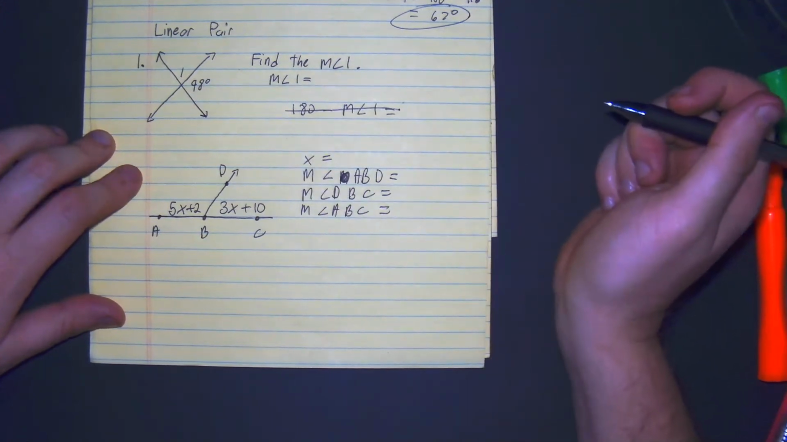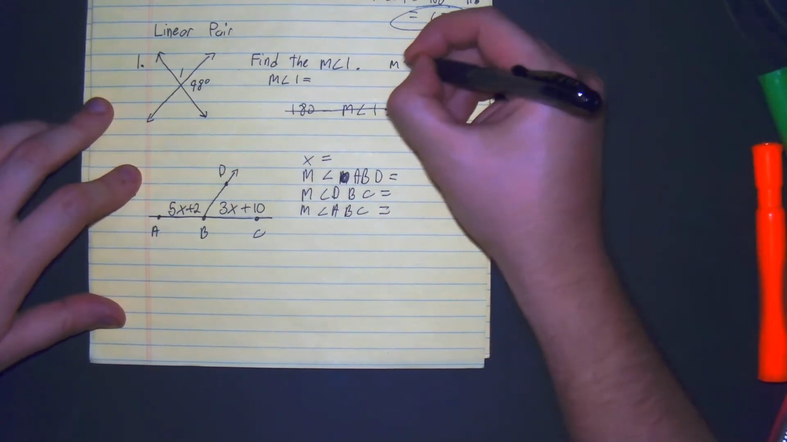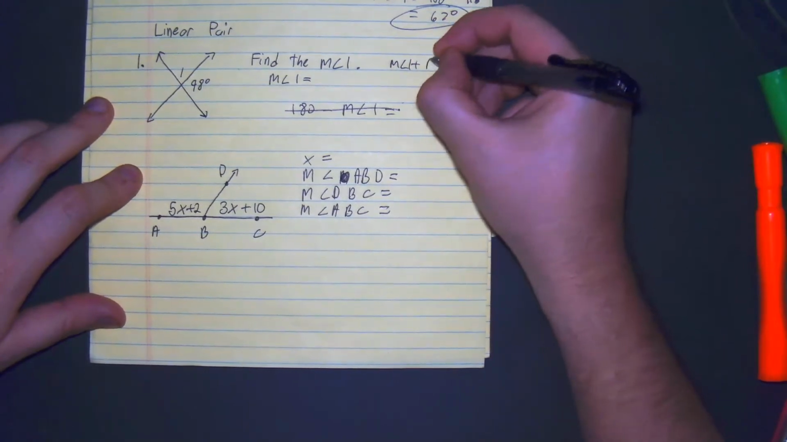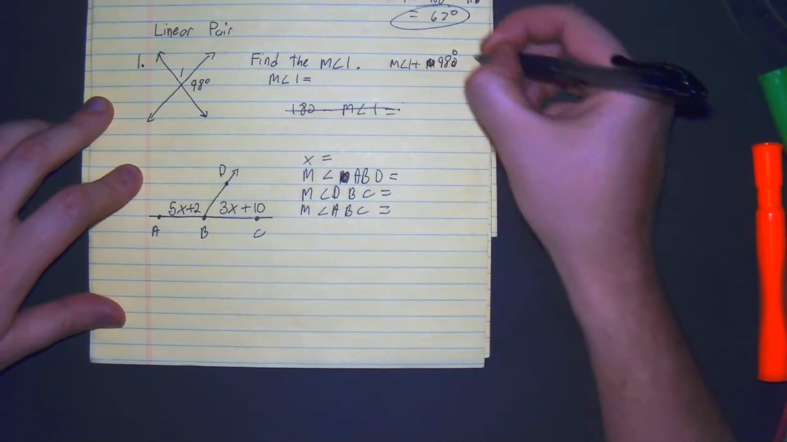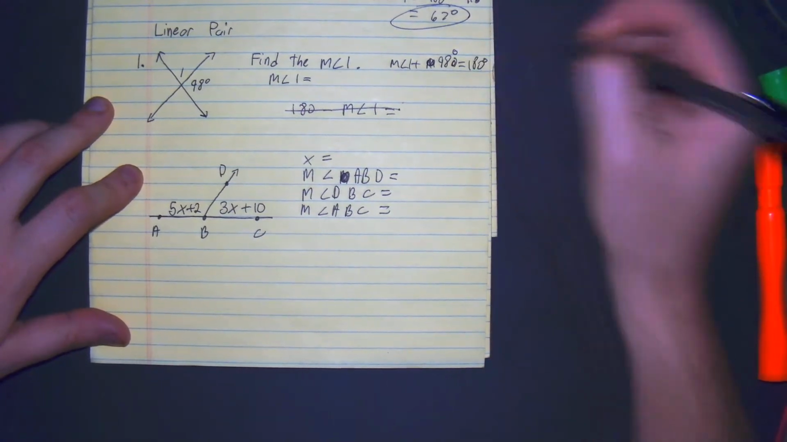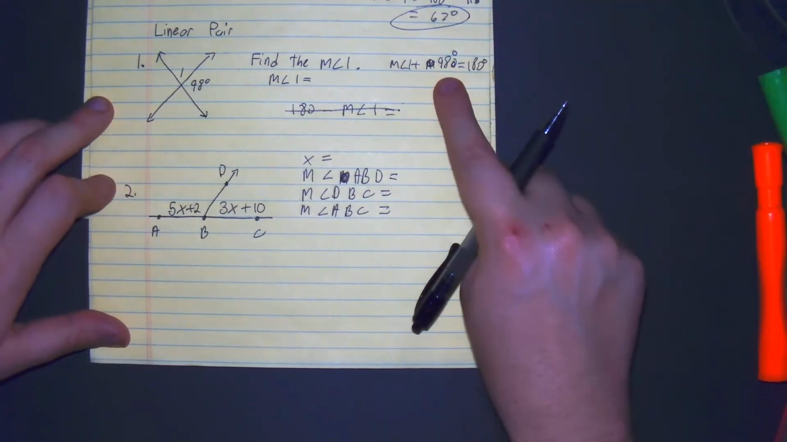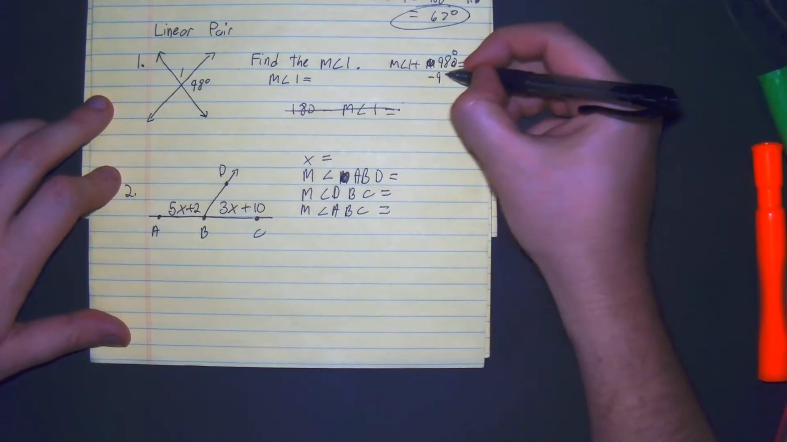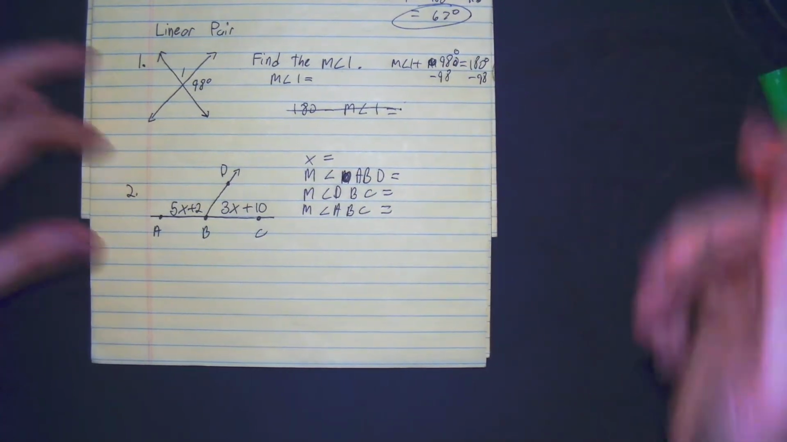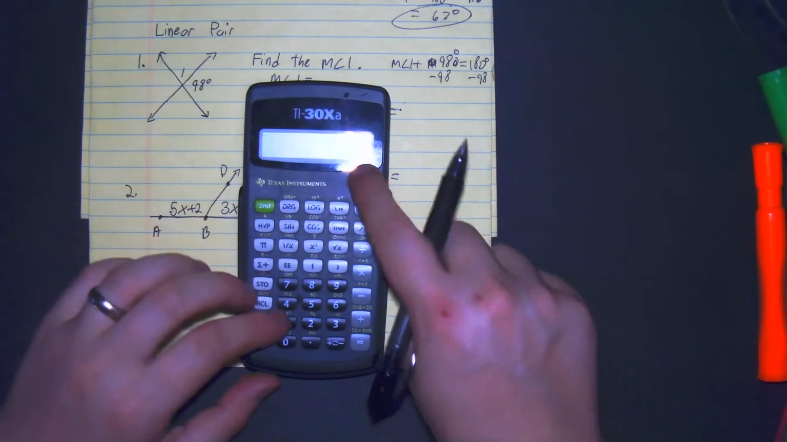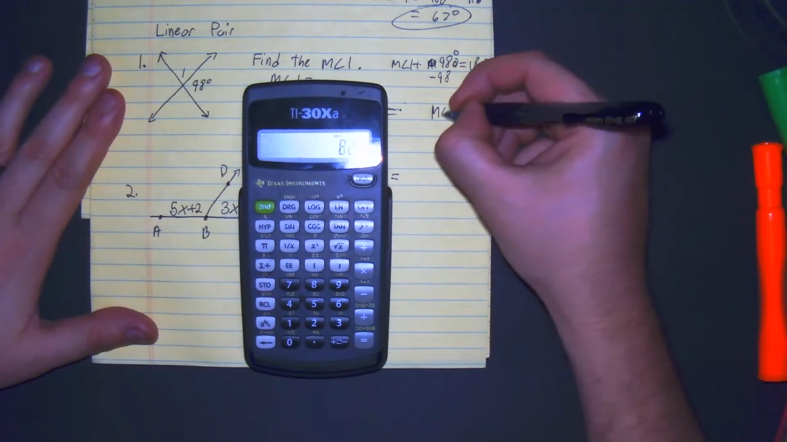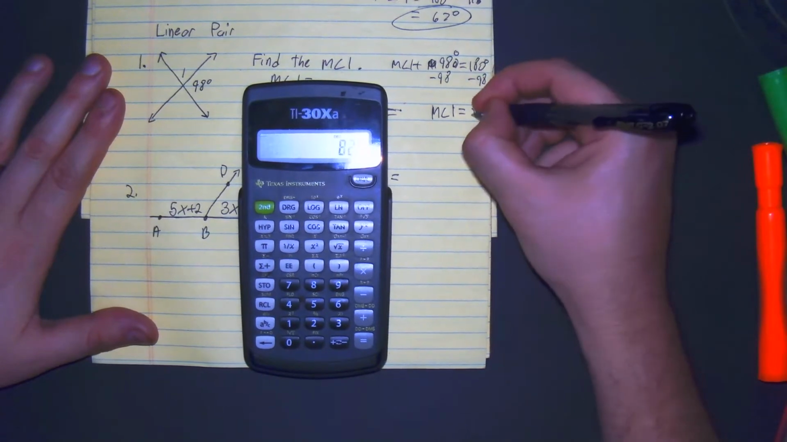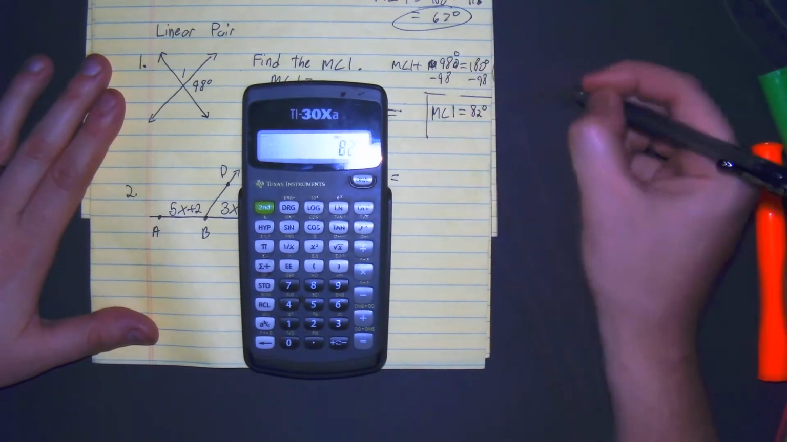What we have here, let me rephrase that, is the measure of angle 1 plus the measure of 98 degrees is equal to 180. So all you have to do to find it is just subtract 98. 180 minus 98 gives you 82 degrees. So the measure of angle 1 is equal to 82 degrees.